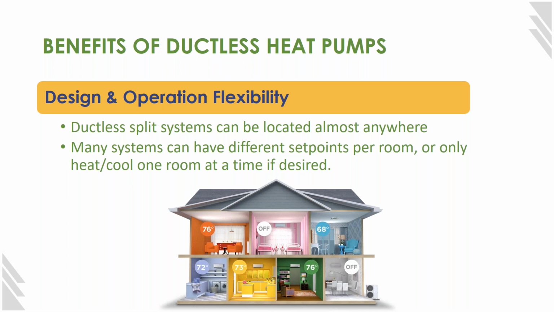And many of these systems can have different set points per room, or only heat and cool one room at a time if desired. So this is a depiction of a single family home, but you could imagine this to be a multi-bedroom apartment. And they have got one room at 76, one at 72, one at 73, one that's off, right? This one's off down here. And they've got the heat pump outdoor unit that's supplying the refrigerant to each of these indoor units, each of which has its own set point.